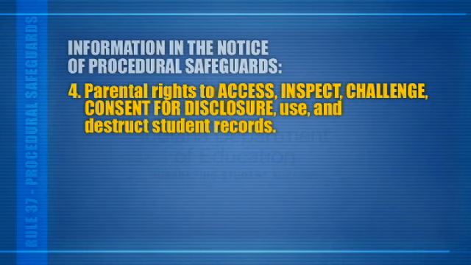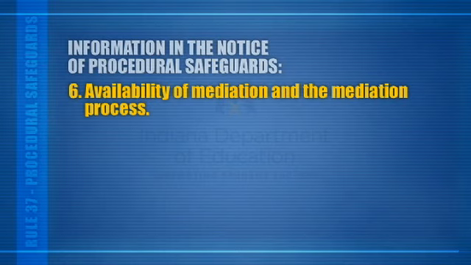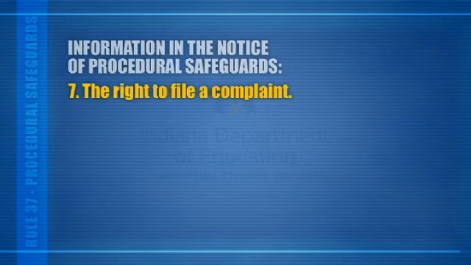4. The parent's rights with regard to the student's educational record, including the right to access the record, inspect and review the record, challenge information in the record, amend information in the record, consent for disclosure, use, and destruction of records, and any fees associated with copying the record. 5. The transfer of rights to the student at 18 years of age unless a guardian or an educational representative has been appointed for the student. 6. The availability of mediation and the mediation process. 7. The right of the parent or any interested party to file a complaint.